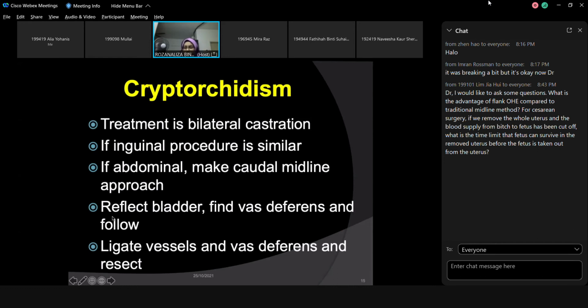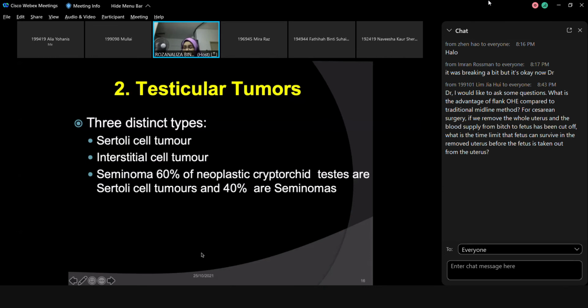So what you need to do is retroflex your bladder, look for the vas deferens, ligate it and remove it. Don't leave it, okay? Remove the retained testicle. Okay, you must remember this by heart: Sertoli cell tumor, interstitial cell tumor, and seminoma, okay?